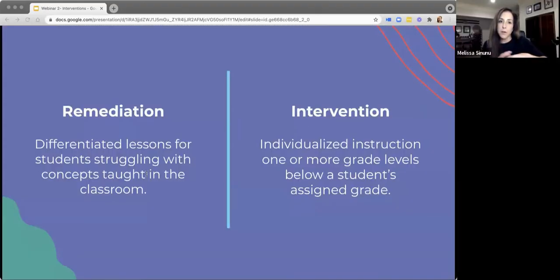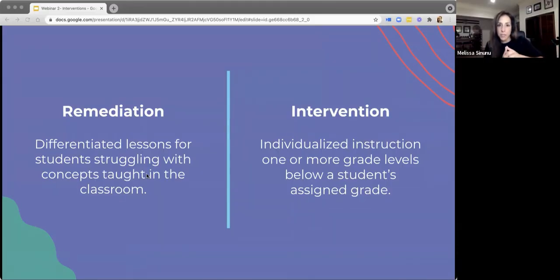So now that you have a little background about the two most commonly accepted models, let's talk for a moment about intervention versus remediation. Then we will discuss selecting the program that's right for you. So these words are often used interchangeably, but it's really important for your RTI MTSS process to make a clear distinction. Remediation happens in Tier 1 and supports students learning the skills currently being taught in the classroom. Remediation is where a differentiated lesson may come into play.